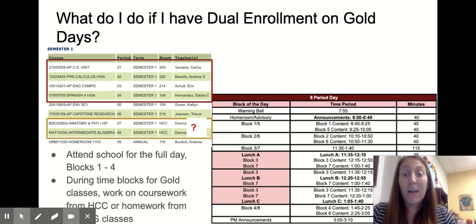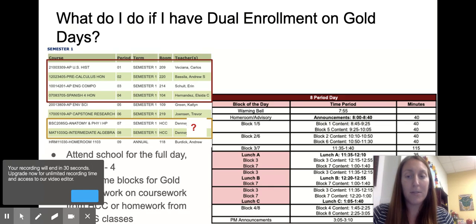If you have dual enrollment on Gold days, then you'll attend school for the full day, blocks 1 through 4, and during the time for our Gold classes, you can work on coursework from HCC or from your other Brooks to Bartolo classes. So next week will be your week to be off, so that'll be a rotating schedule.